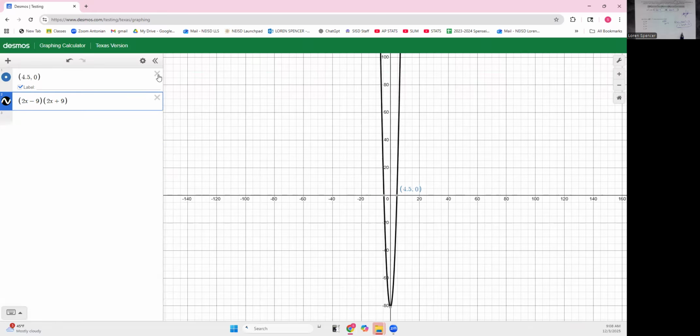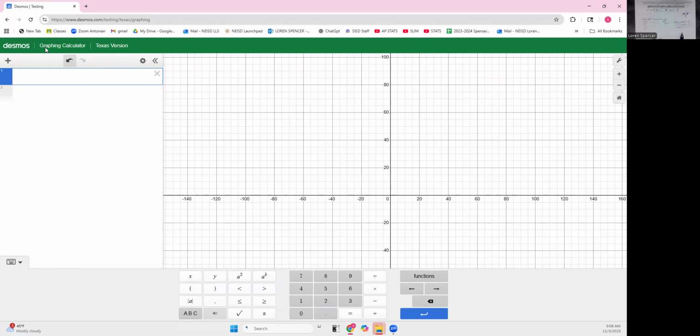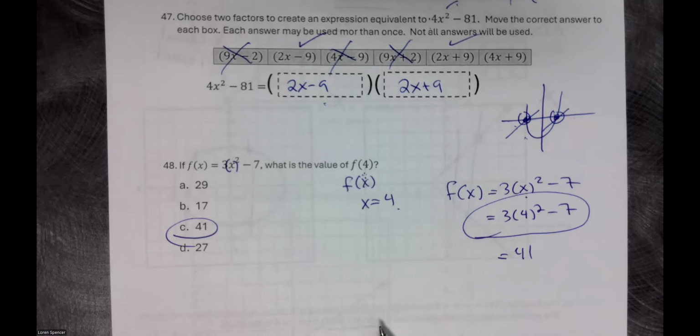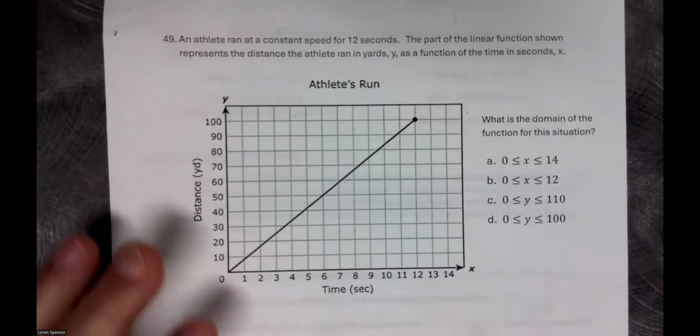So plugging that in, we have 3 parentheses 4 squared minus 7. And we get 41. Well, that equals 41. 41 happens to be C. So our answer to this one is 41. Answer to 48 is 41, or C. Okay, moving on to 49.